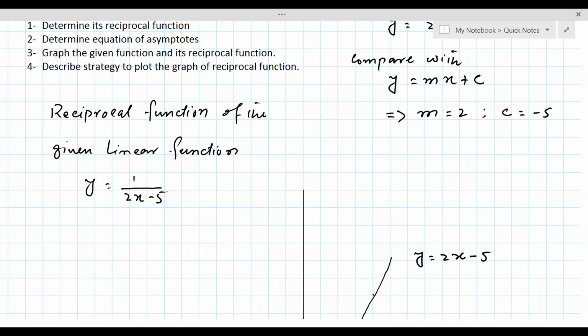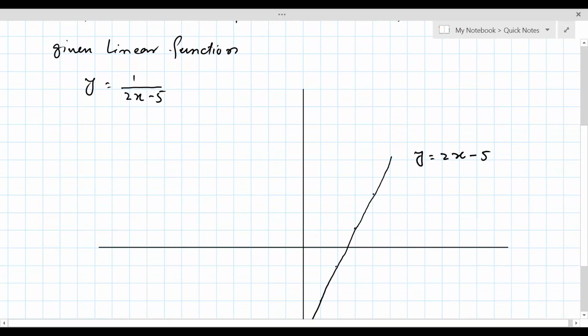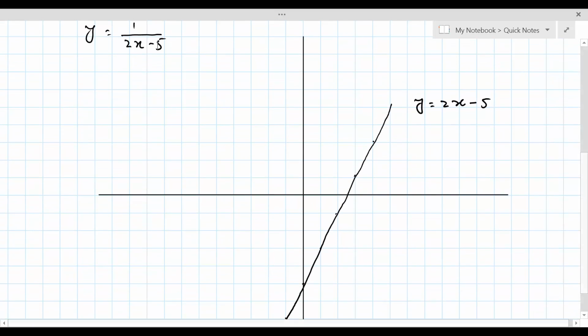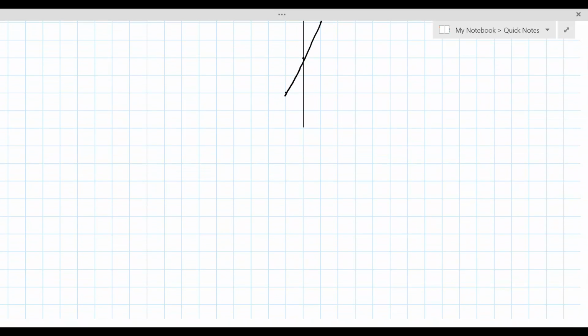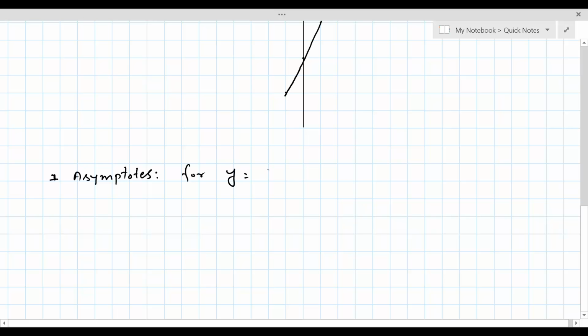And before we can trace this, we will try to collect the following pieces of information. The first information that we need about this function is the asymptote. So let's get started. So number 1, we need asymptotes. Asymptotes for y is equal to 1 over 2x minus 5.